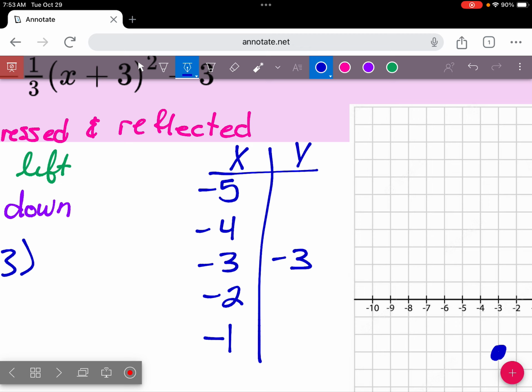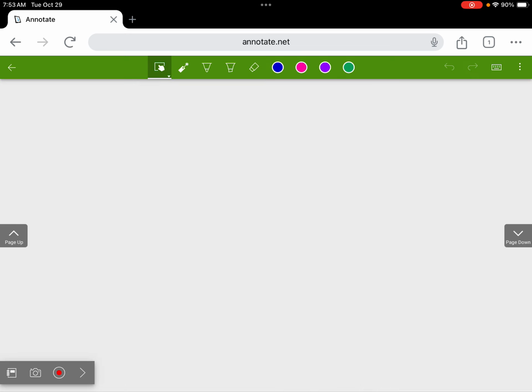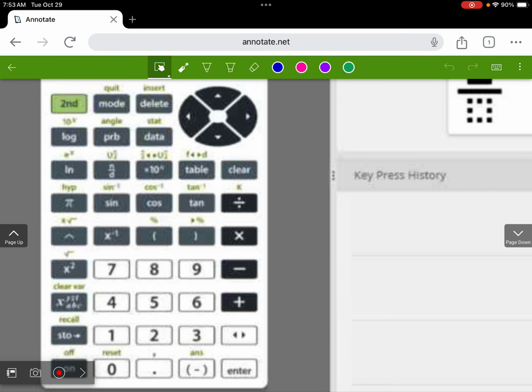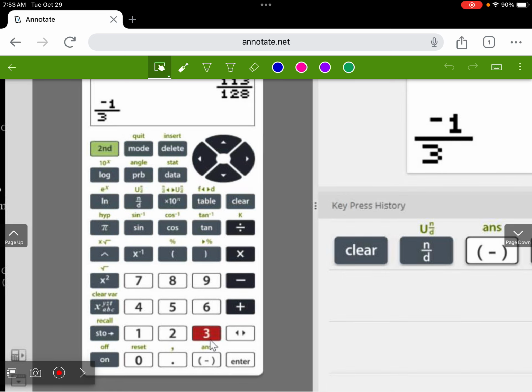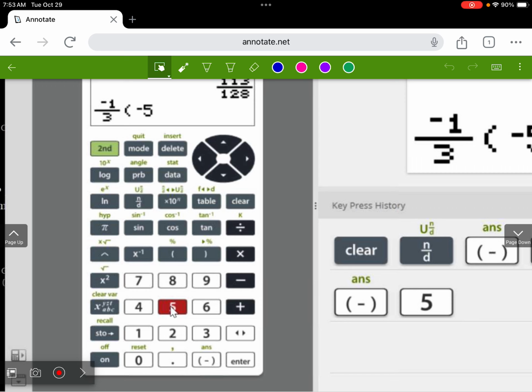And so you can take our negative 1/3 and do our, let's say, negative 5. There we go. So our fraction button is the second column, third button down. It looks like a fraction. And we're going to do our negative 1/3 times our, I'm going to go with the negative 5 plus 3. Close it. Use the square. Minus 3. It looks just like the equation we have on our paper.